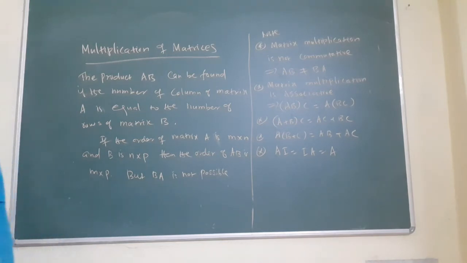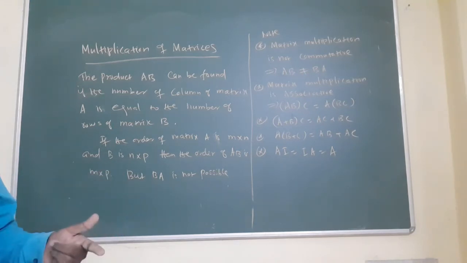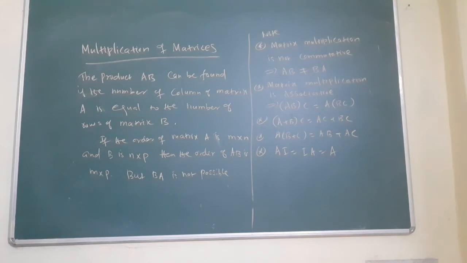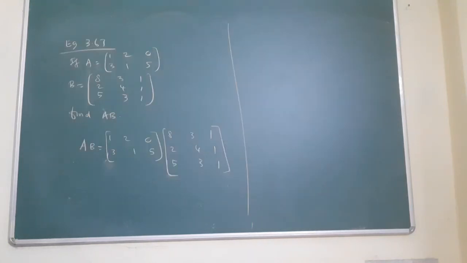Only a single line. Sometimes the question is: find AB and BA if they exist. That means if it is possible, you multiply. Sometimes AB is possible, so you multiply and get the answer, but BA is not possible. That is the answer. By using this idea, another problem.